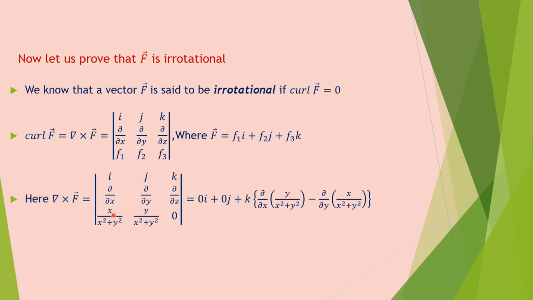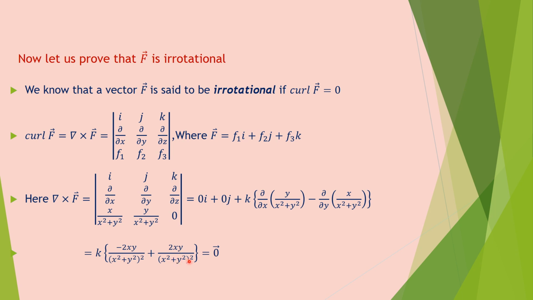Here there is no z term, therefore ∂/∂z of x/(x² + y²) is 0. So again it is plus 0j or minus 0j, plus k into ∂/∂x of y/(x² + y²) minus ∂/∂y of x/(x² + y²). Here we have to differentiate partially. So this is equal to k into this partial derivative, which we get as −2xy/(x² + y²)² plus 2xy divided by (x² + y²)².